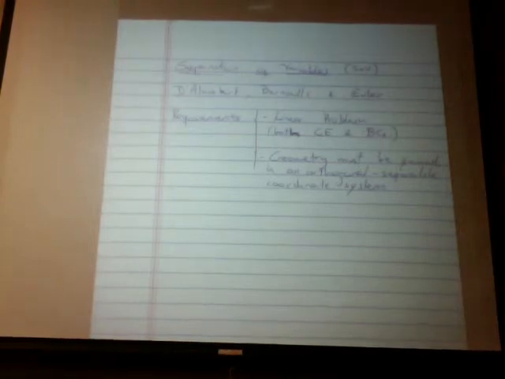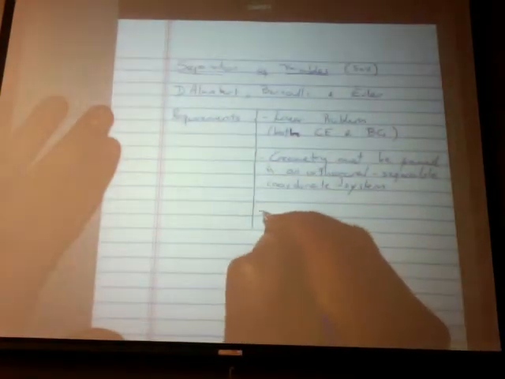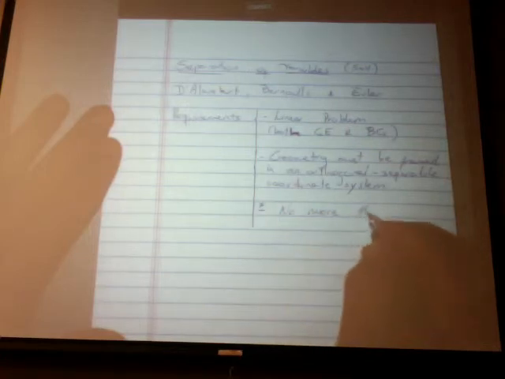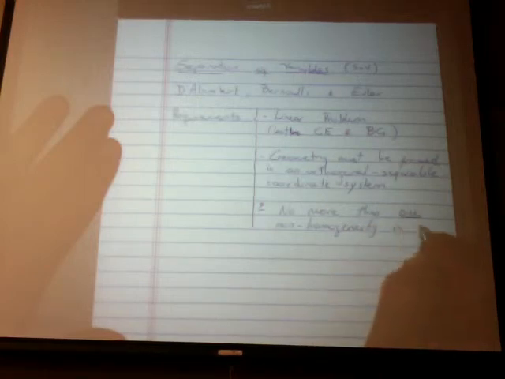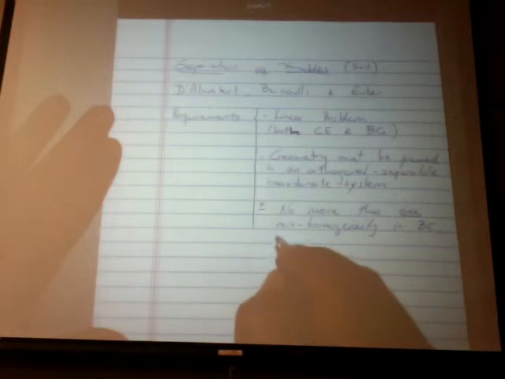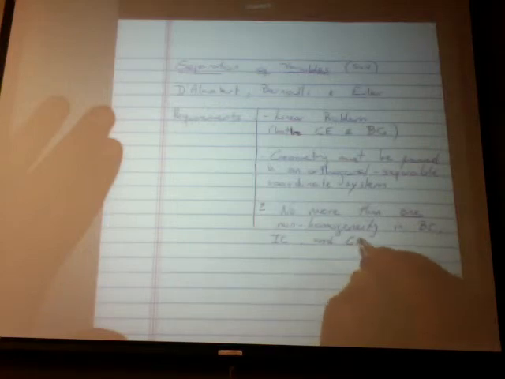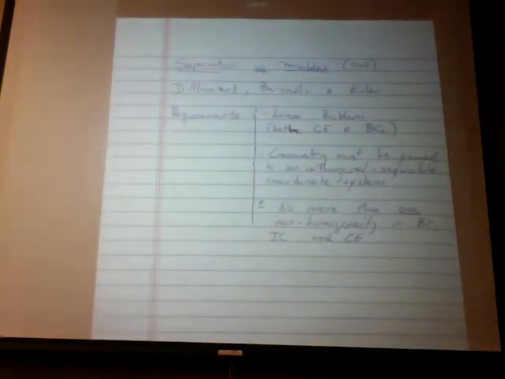So the geometry has to be framed within the orthogonal delimiters of the coordinate system. And most importantly, the last requirement, and I'm going to put a star here, is no more than one non-homogeneity in the BC, IC, or actually in the governing equation. There can only be one, no more than one.